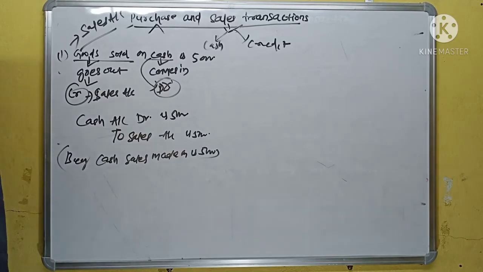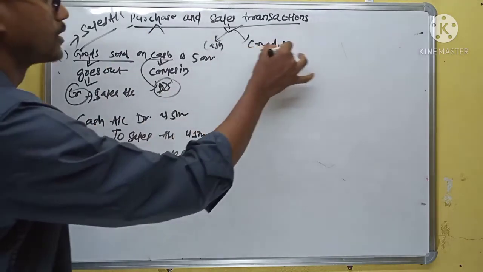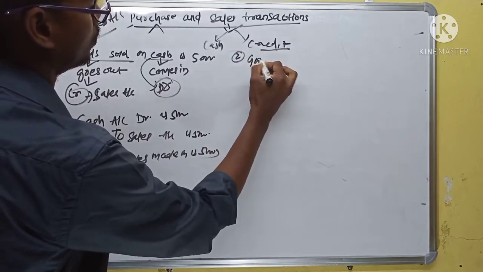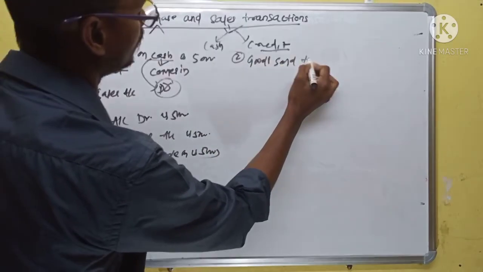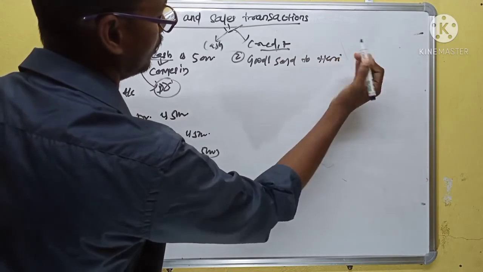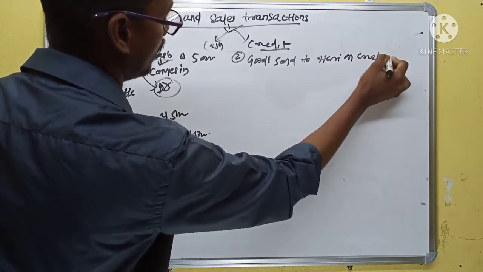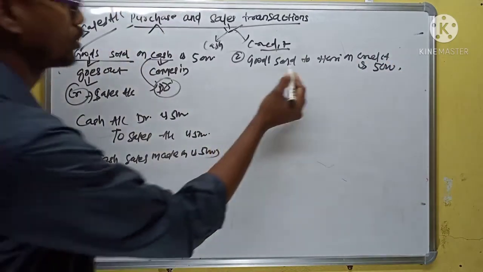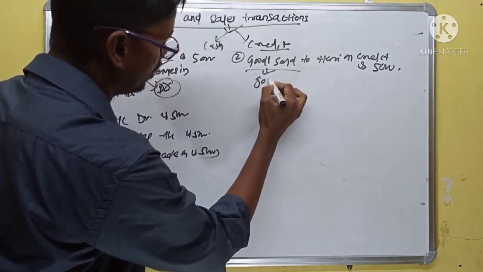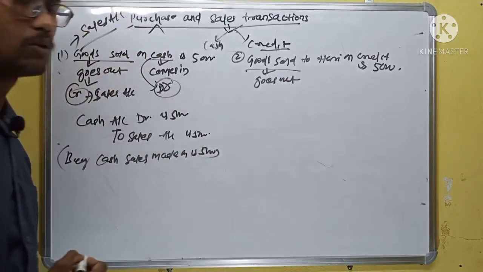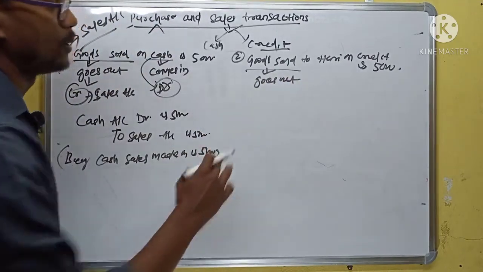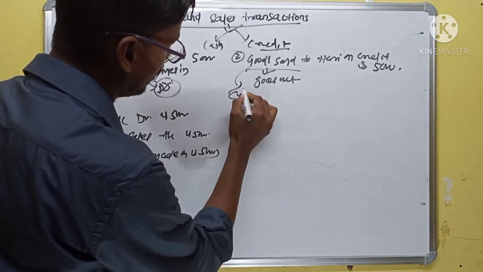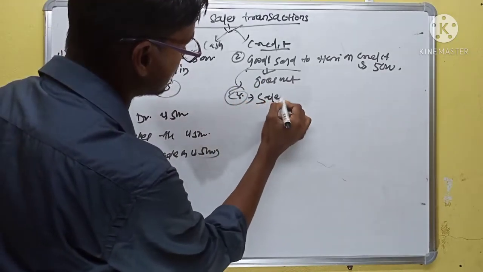And next we know what is the entry of a credit sale. So take an example: goods sold to Hari on credit rupees 5,000. Here goods sold, goods goes out. Debit what comes in and credit what goes out. So we credit the sales account.